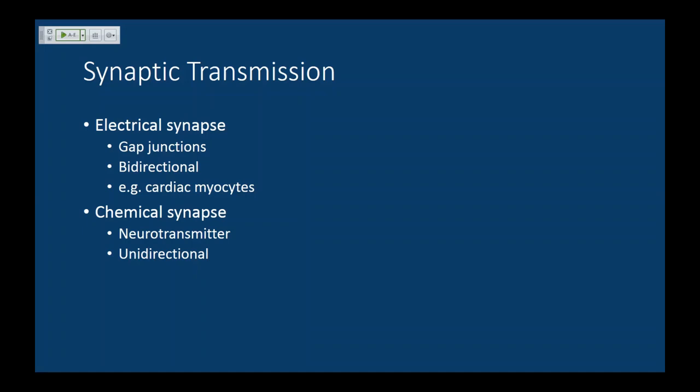Neurotransmitters are released from the synaptic bouton, and they diffuse across the synaptic cleft, and they have to bind to membrane receptors to exert their function. Now, the membrane receptors are only located on the next cell in series. So you can't re-stimulate the original cell. You're only going in one direction.